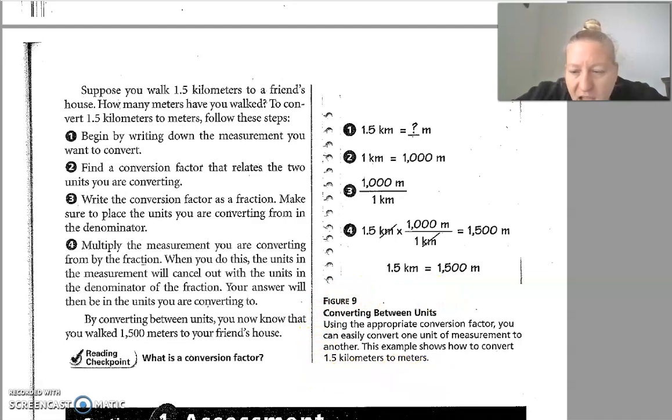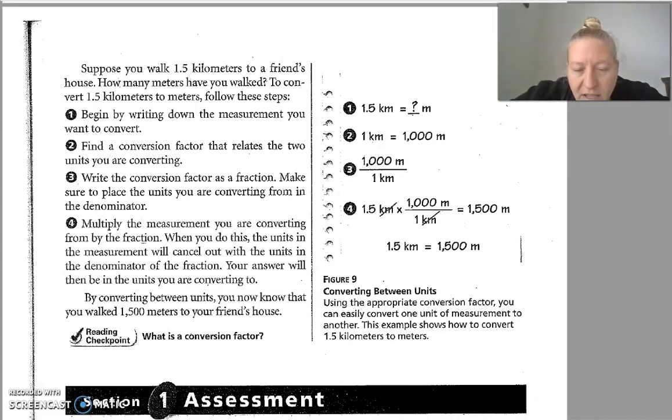Okay? What is a conversion factor? It allows you to change the units by multiplying.